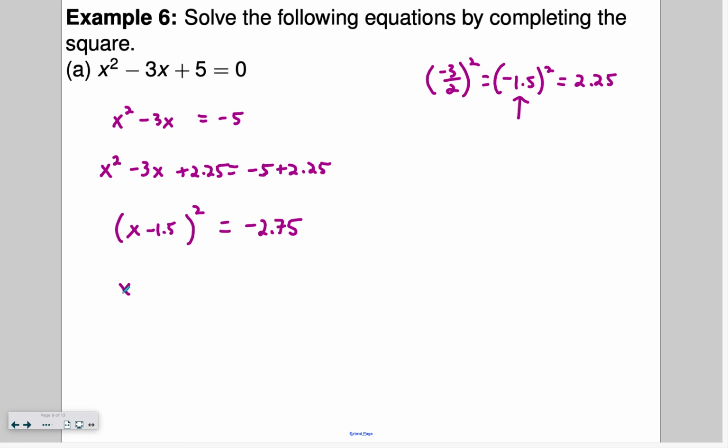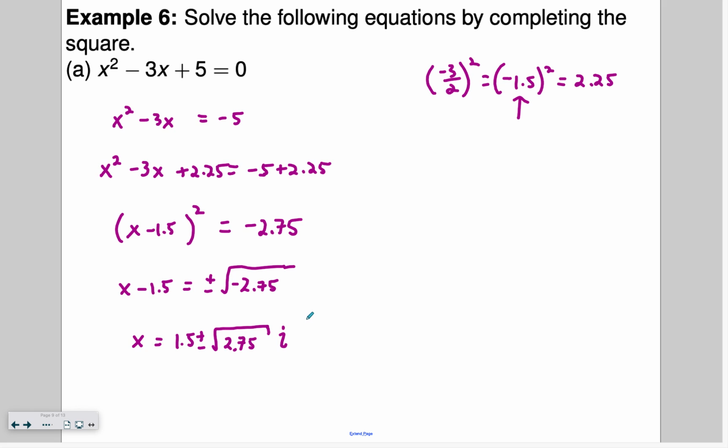Square root both sides, and we'll get x minus 1.5 is equal to plus or minus the square root of negative 2.75. Oh, that's just beautiful. Add 1.5 to both sides, and we end up with 1.5 plus or minus the square root of, now I'm going to simplify this. This is a decimal, so just pull out the minus 1. This is 2.75 times negative 1 under the root, so we're going to pull out that, and we'll get 2.75 in the root, i.